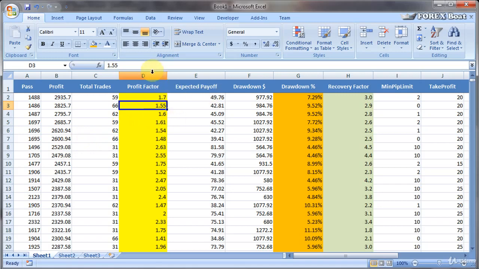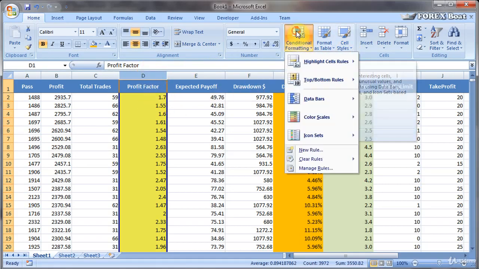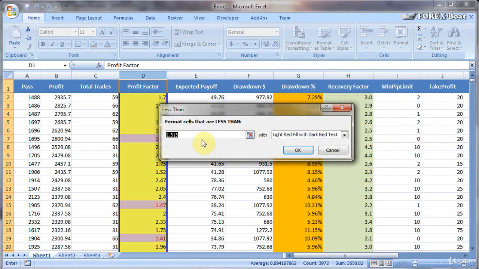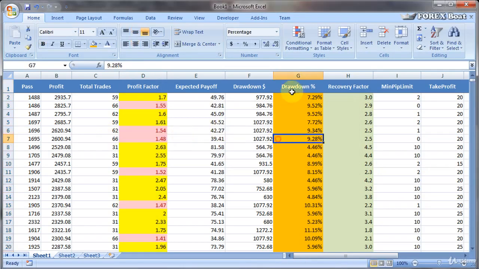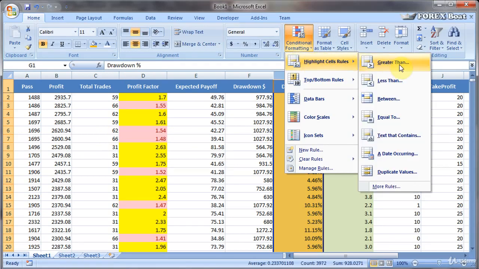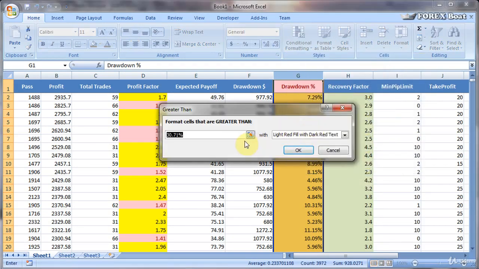So for starters, we will highlight the ones that we don't like. And to do that, we'll select the column, we'll click conditional formatting, we'll highlight cells, and we'll highlight all the cells that are less than, and here we're going to type in 1.6 because that's what we're looking for. Then we'll do the same thing for drawdown. We'll highlight cells, but we'll highlight cells that are greater than, and in this case we want all the cells that are greater than 15%.